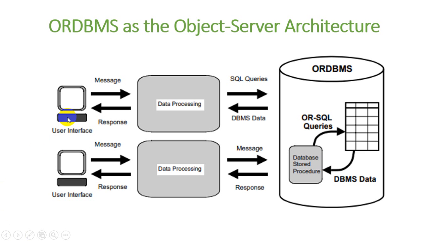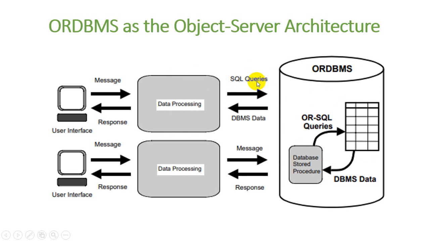Start with the user interface. Two user interfaces can easily be seen in this diagram. User 1 and user 2 both generate some message to data processing. Data processing is just an interface, or we can say intermediate software, for accessing a particular ORDBMS system. With the help of data processing, they use a GUI-like software and perform some SQL queries.